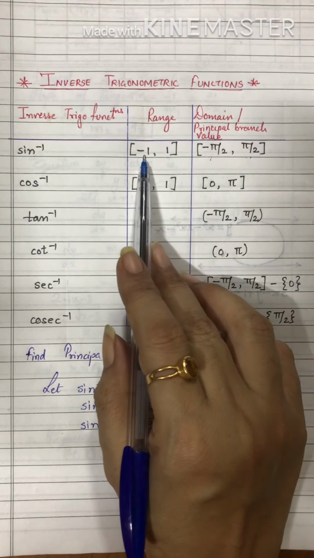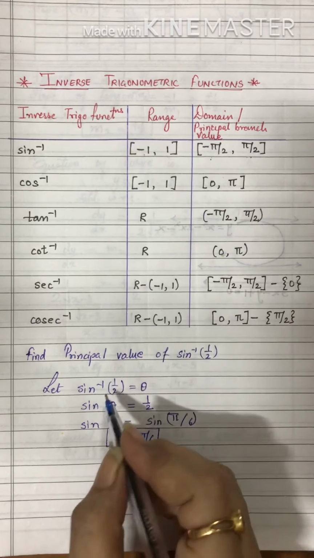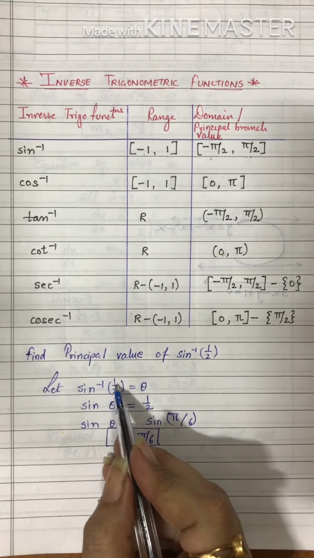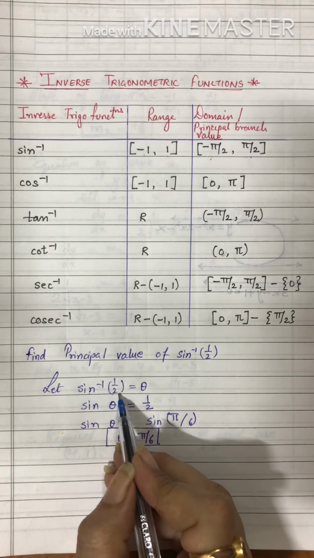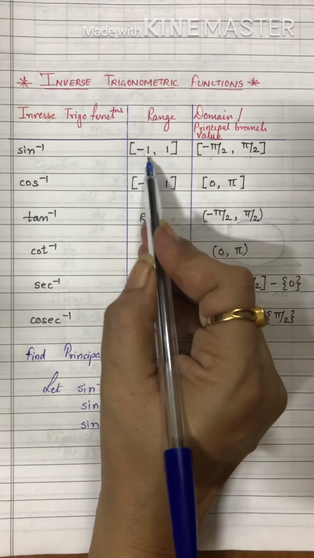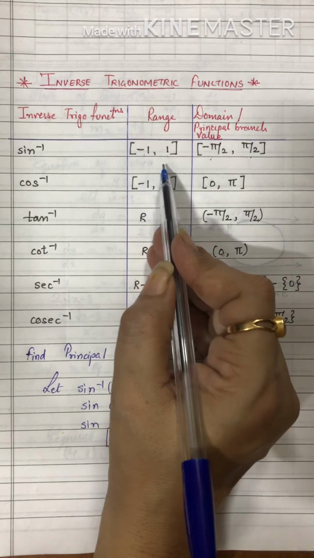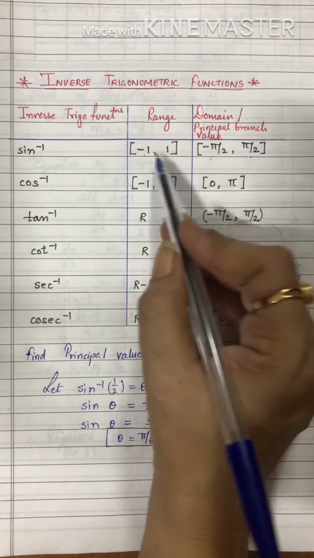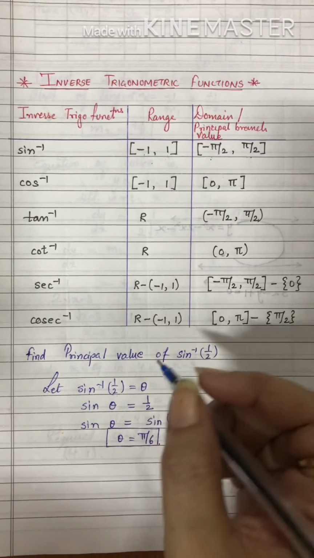Okay, then what is minus 1 and 1? This is the value which is given here of the angle. Like sine inverse, what angle is given? It's given 1 upon 2. This should lie here in between the given range. Fine. And when it is written as a bracket, it means these two values are included in that.